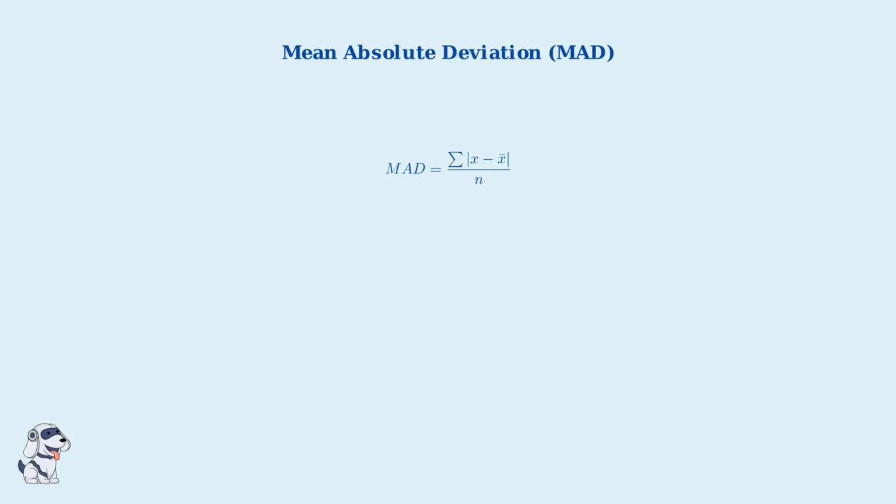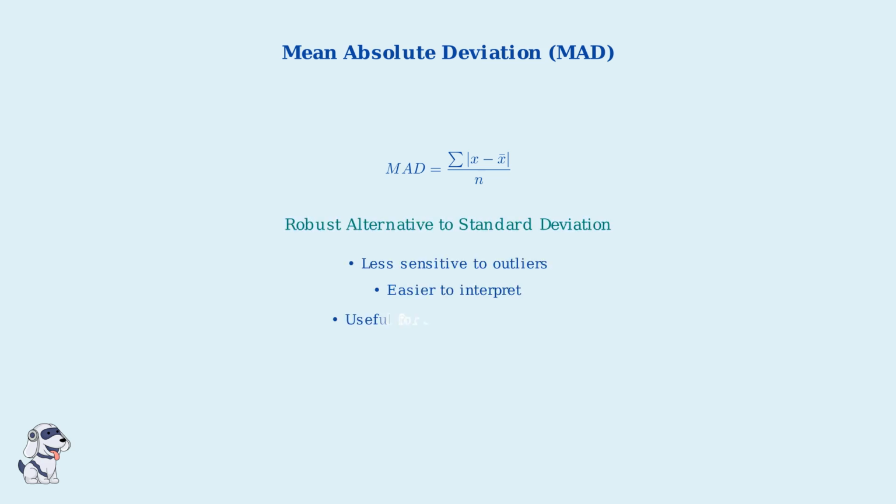Unlike standard deviation, MAD is less sensitive to extreme values, making it a robust measure of dispersion. MAD calculates the absolute differences between each data point and the mean, then averages these differences. This approach treats all deviations equally, regardless of direction, and reduces the impact of outliers compared to standard deviation.